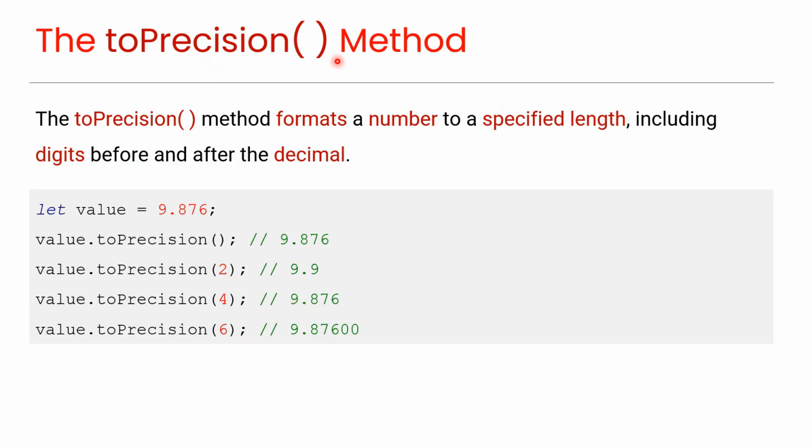The toPrecision method. The toPrecision method formats a number to a specified length, including digits before and after the decimal. For example, this statement returns the number with original precision. This statement formats the number with 2 total digits, giving 9.9. This statement uses 4 total digits, matching the original value. And this statement adds extra zeros to make 6 total digits.